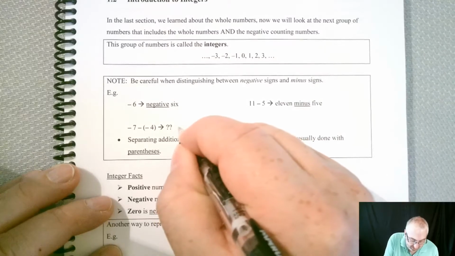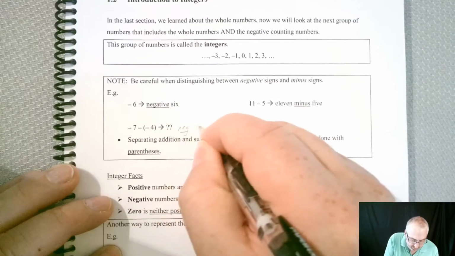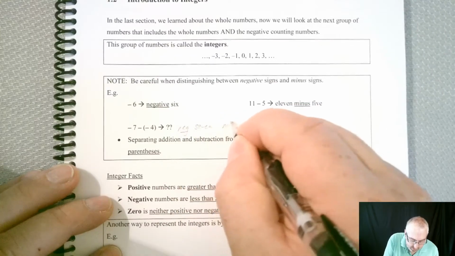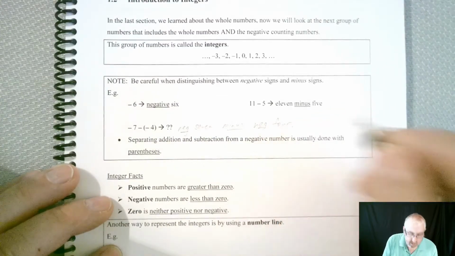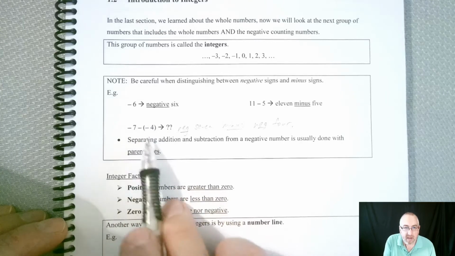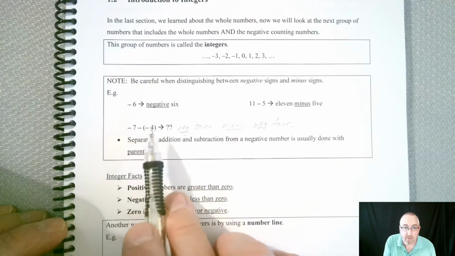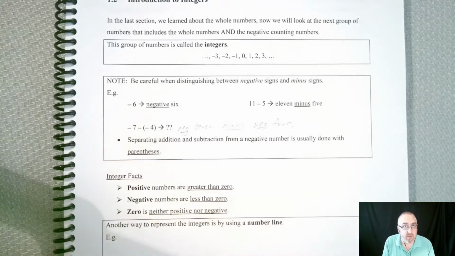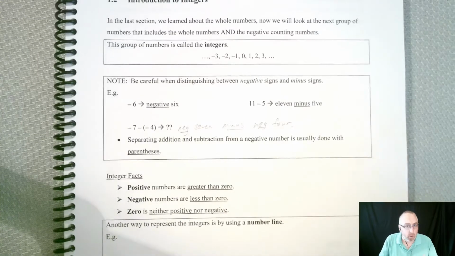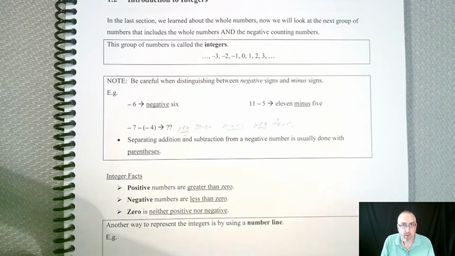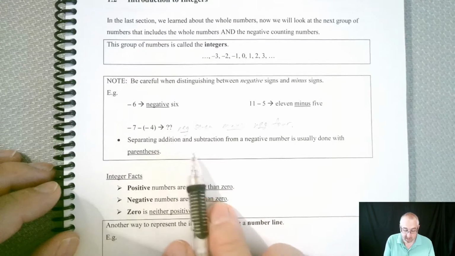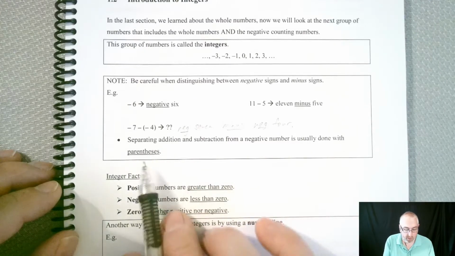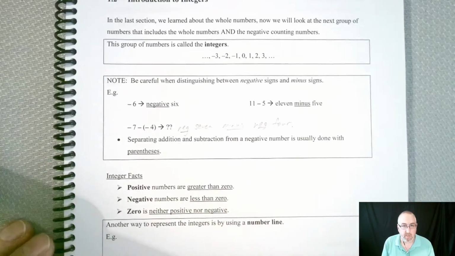So this is going to be a -7 minus a -4. Now, when you have a lot of negatives and minuses and stuff like that, they like to separate them with parentheses like that. So you're going to see parentheses a lot to keep those signs separated from each other. Again, we're going to see that as we go, and hopefully you'll get familiar with it if you aren't already. Separating addition and subtraction from a negative number is usually done with parentheses. So we will be using those quite a bit.